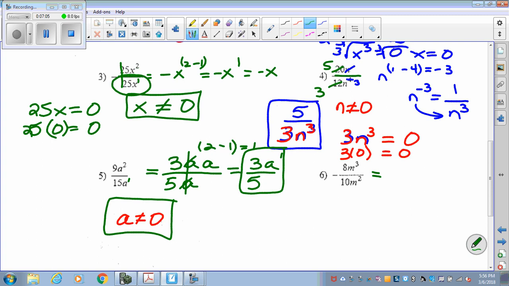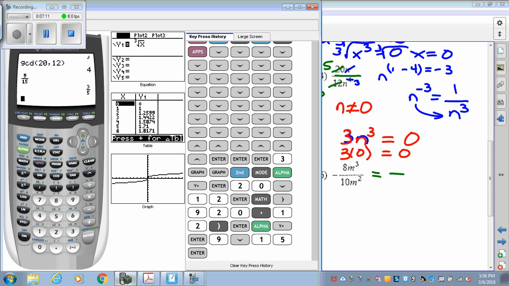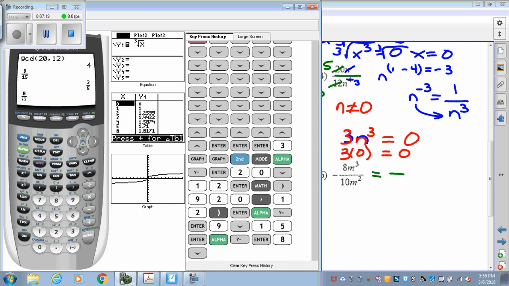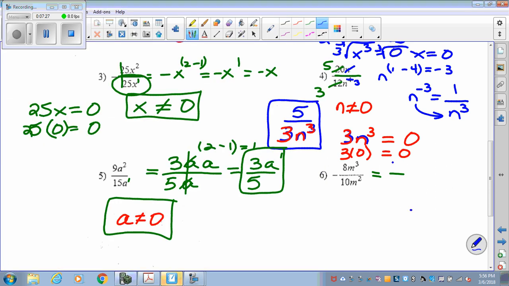All right, so here I'm going to have a negative answer, and then I'm going to reduce the 8/10. So I'll go alpha y equals, and I'll hit enter, and I've got 8/10, and what does that reduce to? 4/5, because they both had a factor of 2. Right? We divide the top by 2, and we divide the bottom by 2. And I'll bring out that negative there.